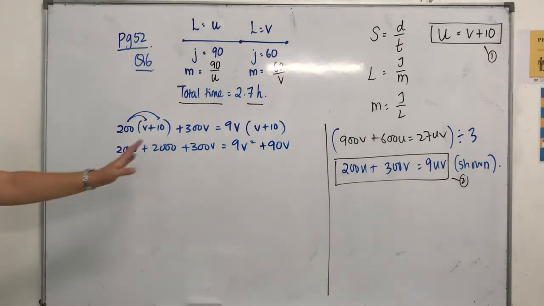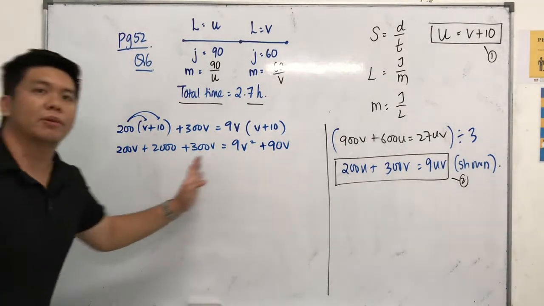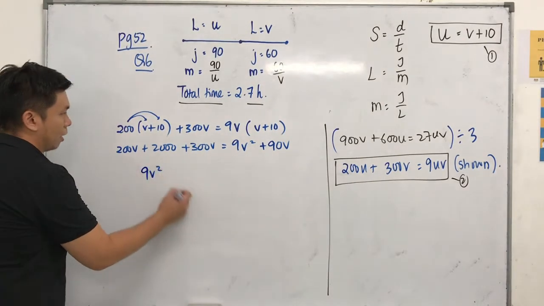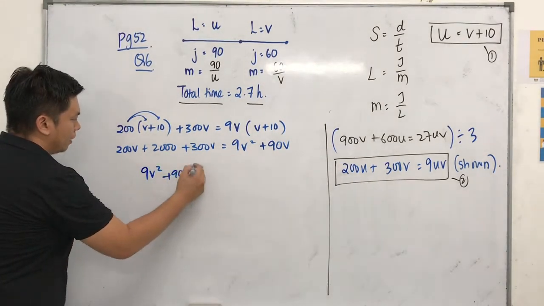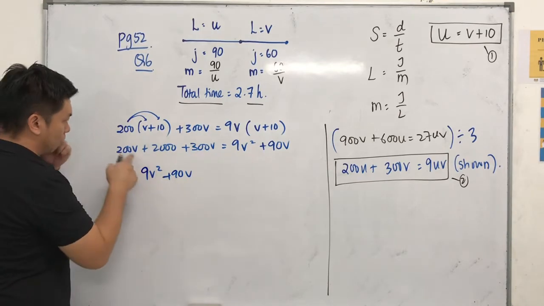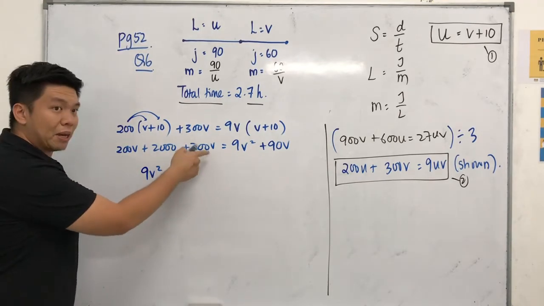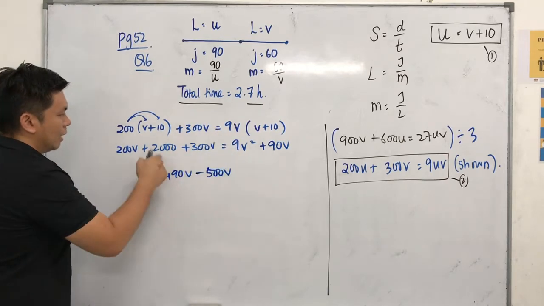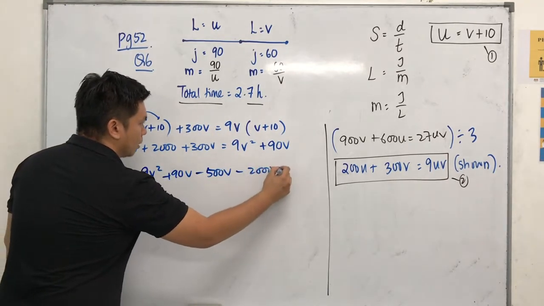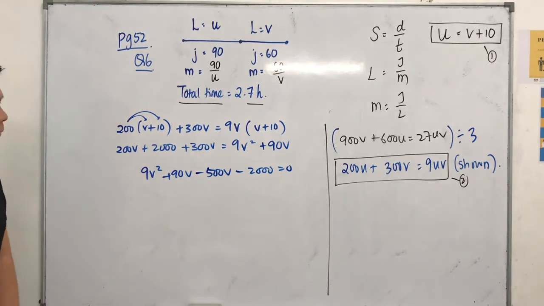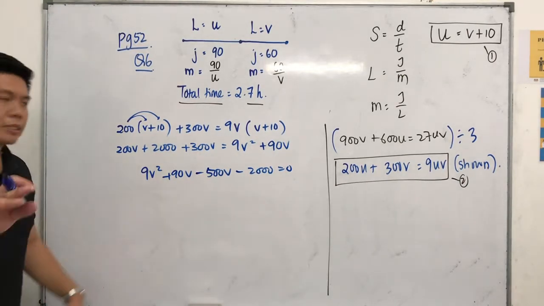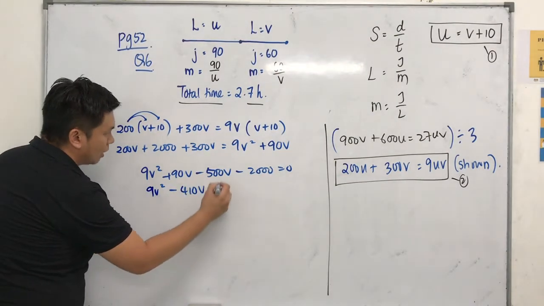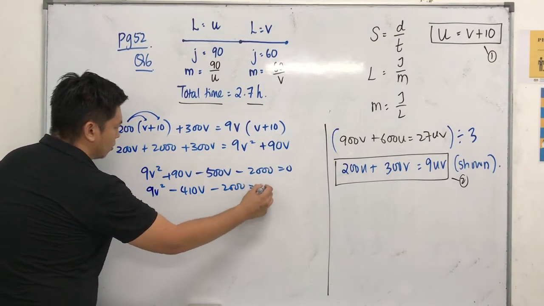Alright? And then what you need to do is that you just try and rearrange to become your quadratic equation. So now you have 9V squared plus 90V. This one I move it to the back. So over here 200V plus 300V is 500V. 500V moves over to become minus 500V. And then later on minus 2000 equals to 0. Okay, so 90V minus 500V, we just calculate, you get minus 410V. So 9V squared minus 410V, and then minus 2000 equals to 0.